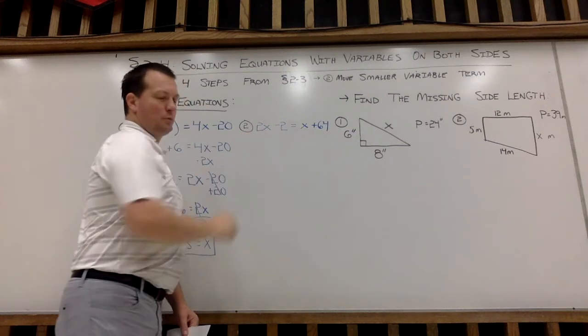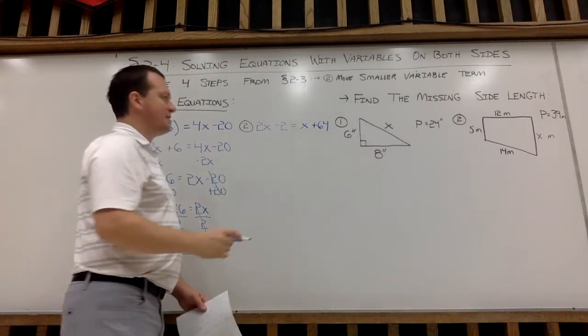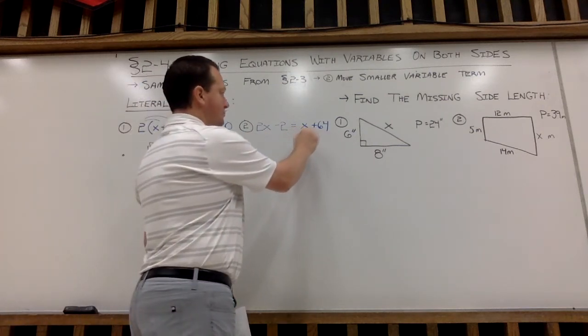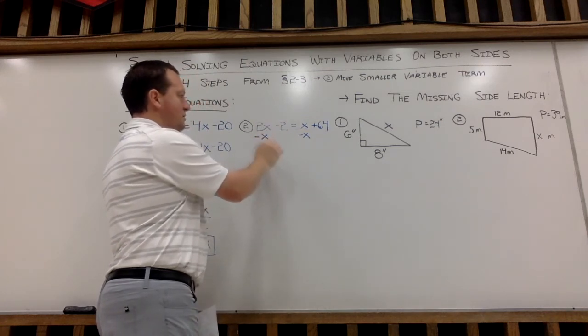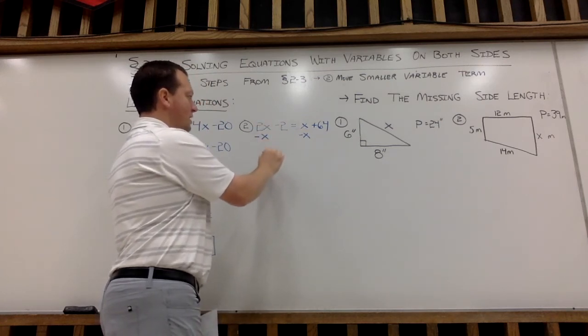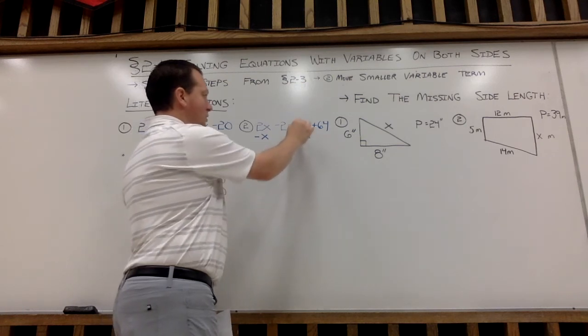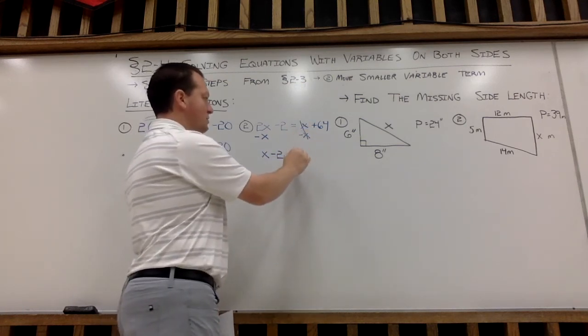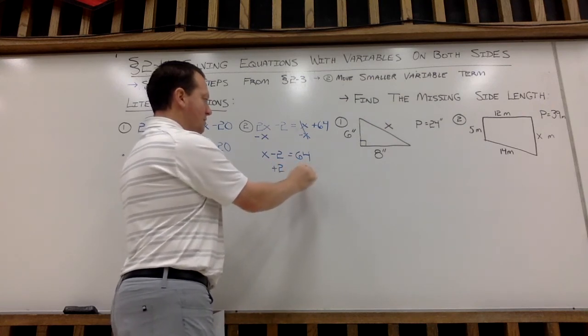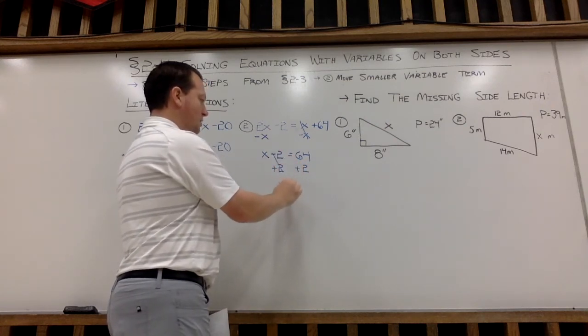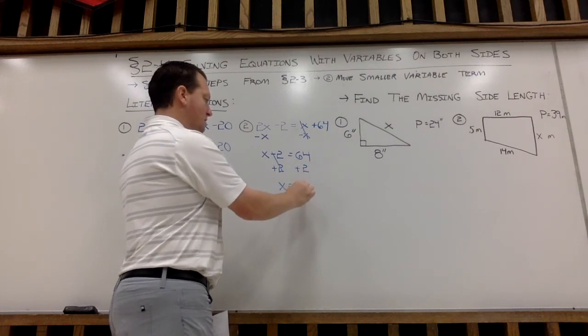Again, we're going to have a lot more practice with these here in the coming days and weeks ahead. So I'll move the smaller, the colder x, subtract x from both sides. 2 minus 1, 1x minus 2 will equal x minus x is 0, 64. Add 2 to both sides, and 1x will equal 64 plus 2, 66.